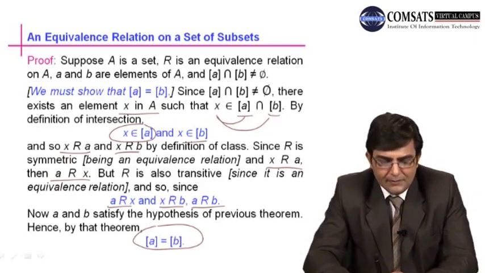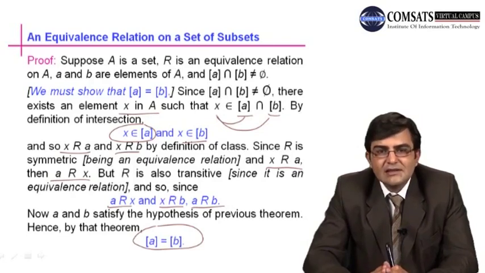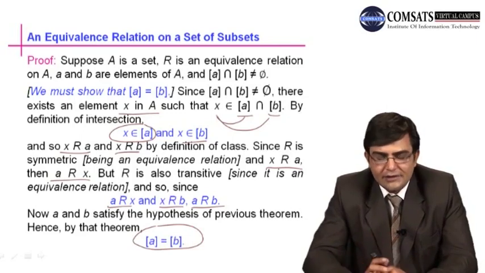So we have concluded that if R is an equivalence relation defined on a set A and a, b are any two elements of A, then either their equivalence classes are distinct, meaning they don't have any common element, so their intersection is empty, or they are equal. So there are two possibilities.